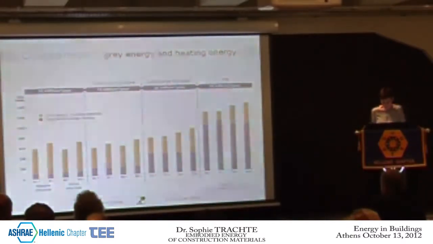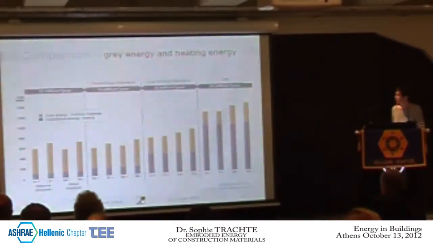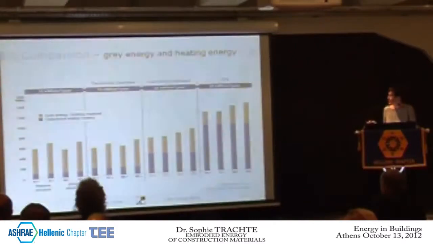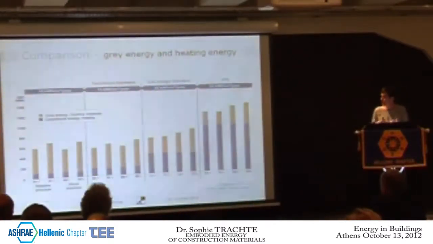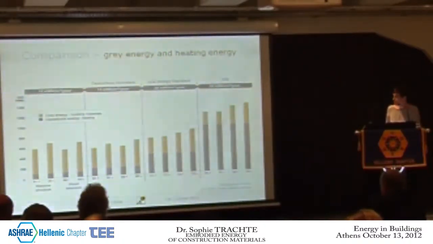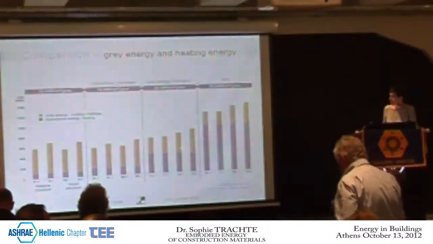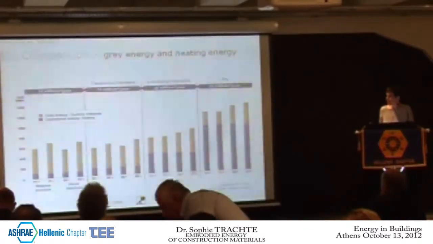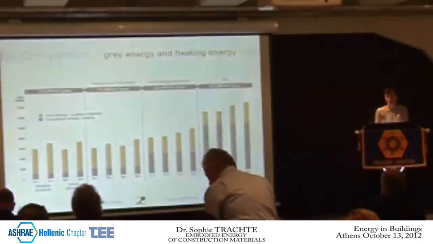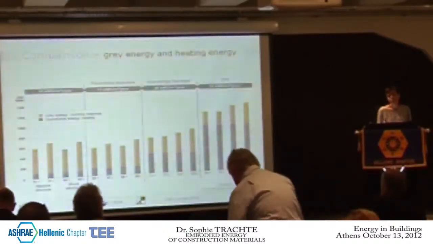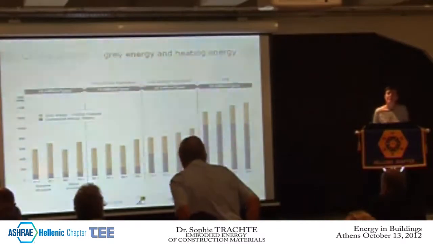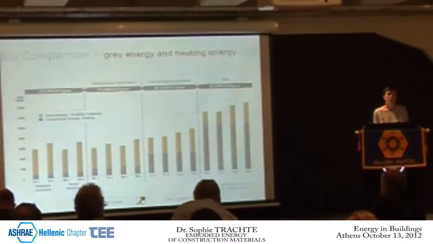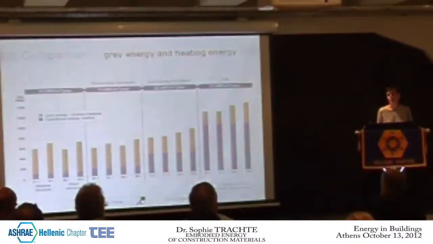So what could we say with the results? First, it's normal. When we try to be more performant in building, we decrease the energy consumption, but we could see that there is here at the low energy standard a balance between grey energy and heating energy. And in the passive standard, grey energy becomes predominant. So when you want to decrease the operation energy in building, you have to pay attention to the choice of material and to the grey energy also.